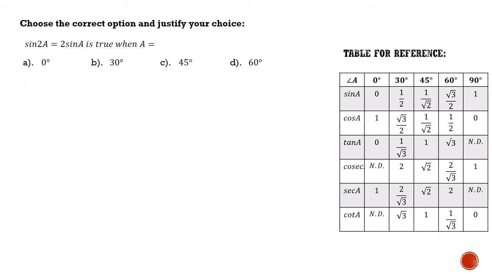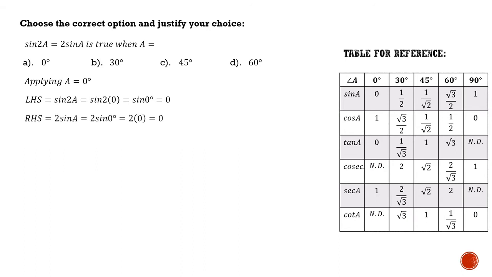Let's see. Let's try by taking a is equal to 0 degree. And let's solve for LHS. And LHS will be equal to 0. Similarly, do the same for RHS and we'll be getting RHS also equal to 0. That means that our assumption of a is equal to 0 was correct. So the answer will be 0 degree.